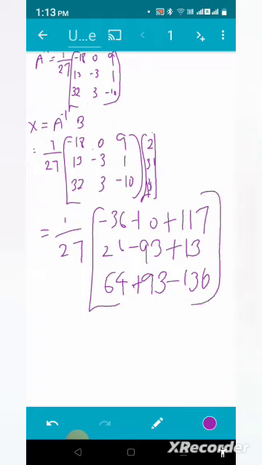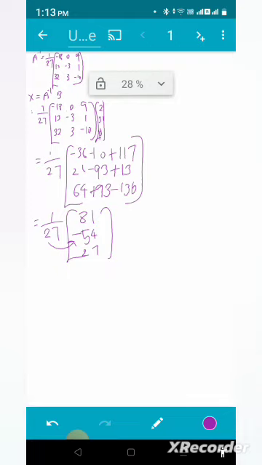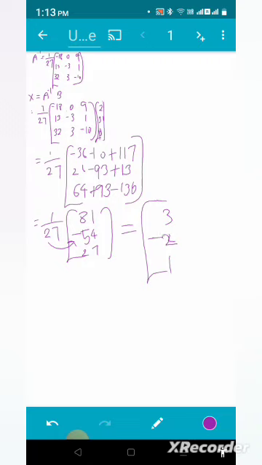So we can solve this matrix. 1 by 27 into, first row we get 81, second row we get minus 54, third row we get 27. So I take 27 inside, and going inside we get 3, minus 2, 1. So these are the x, y, z values. So x is equal to 3, y is equal to minus 2, z is equal to 1.